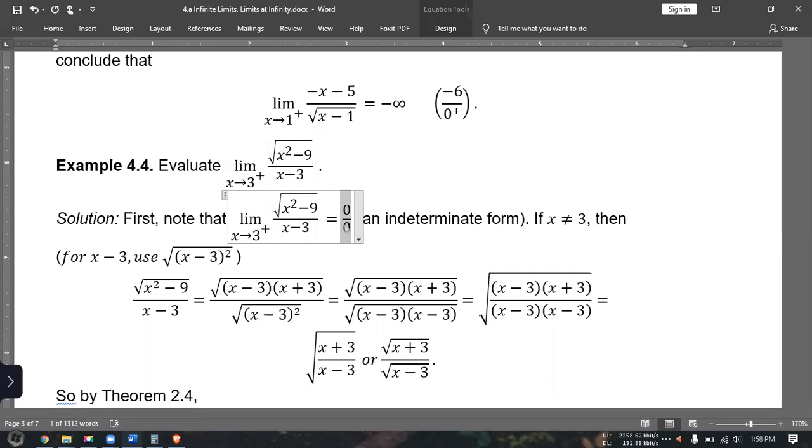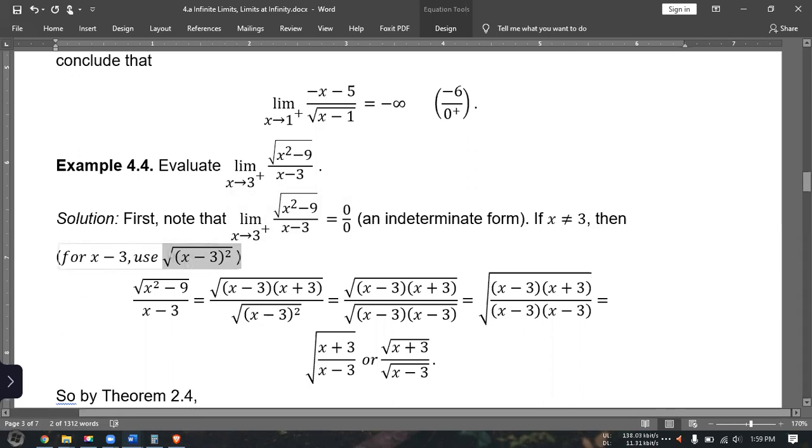Indeterminate form. Now, when we try to look for other functions that is equivalent to the given, possible na makakuha pa rin tayo ng limit. Possible that we can still obtain a limit. So, okay, by simplifying or manipulating our given equation, we'll be using x minus 3, the square root of the quantity x minus 3 squared. So, this is from properties of radicals. If we are to extract the square root of a square number, we'll be returning to the same number.